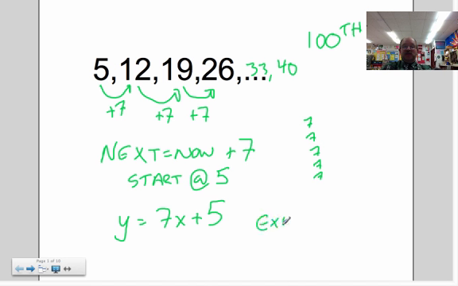This one is explicit because now if I want to know the 100th term, the 1000th term, the 10,000th term, I just plug it in. If I want to know the 100th term, I plug in 100. 7 times 100 plus 5 is 705. I didn't have to go through and find every term in between. So we've got the explicit, and we've got the recursive for that.